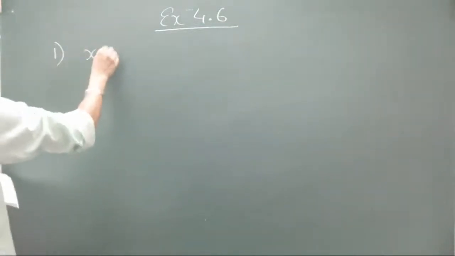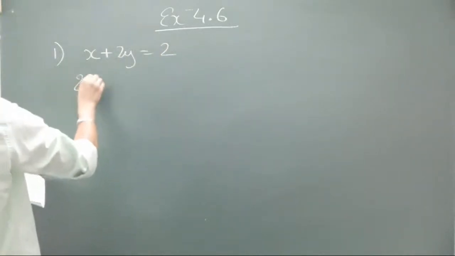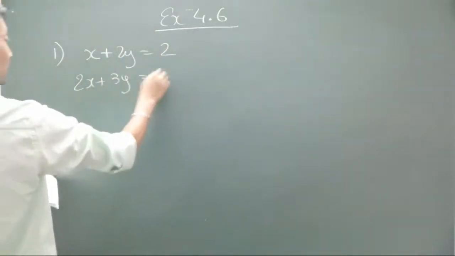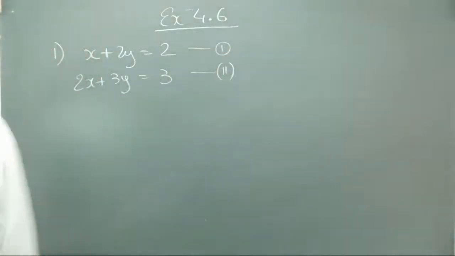Number 1: x plus 2y is equal to 2, and 2x plus 3y is equal to 3. Now maybe we'll just write equation 1 and equation 2.